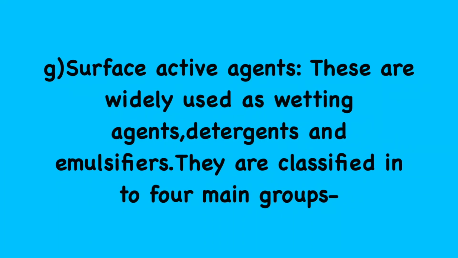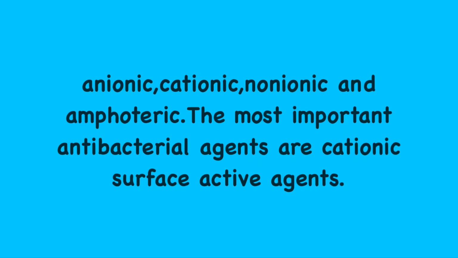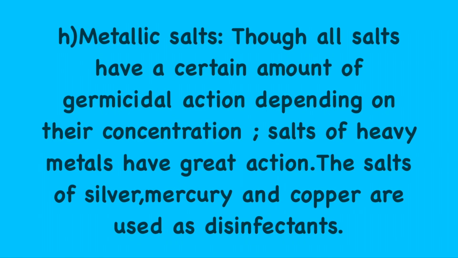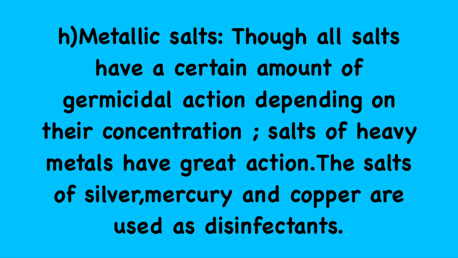Surface active agents. These are widely used as wetting agents, detergents and emulsifiers. They are classified into four main groups: anionic, cationic, non-ionic and amphoteric. The most important antibacterial agents are cationic surface active agents. Metallic salts. Though all salts have a certain amount of germicidal action depending on their concentration, salts of heavy metals have great action. The salts of silver, mercury and copper are used as disinfectants.